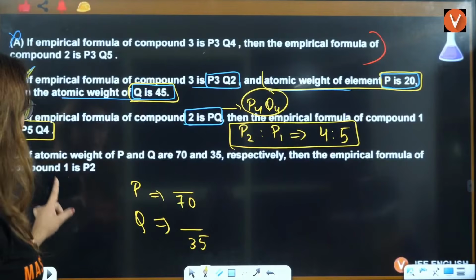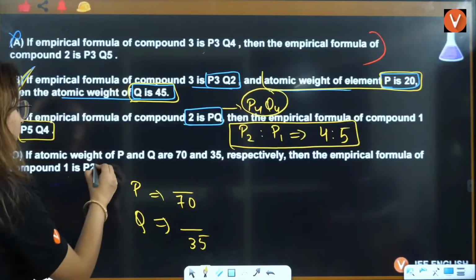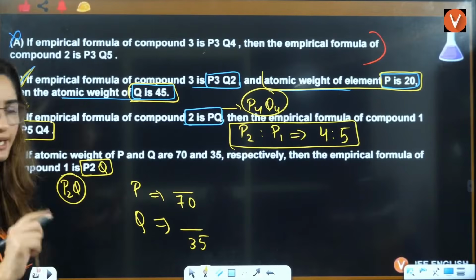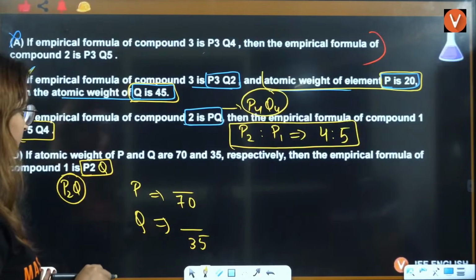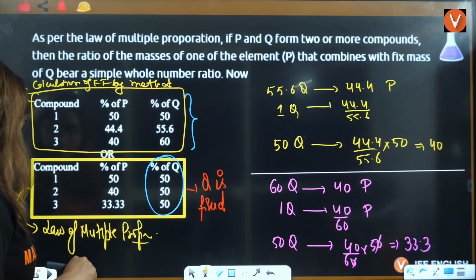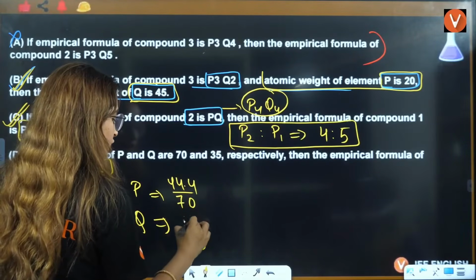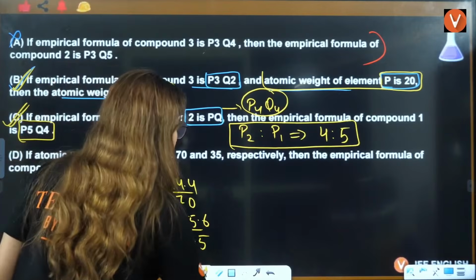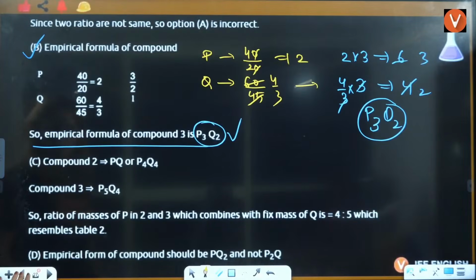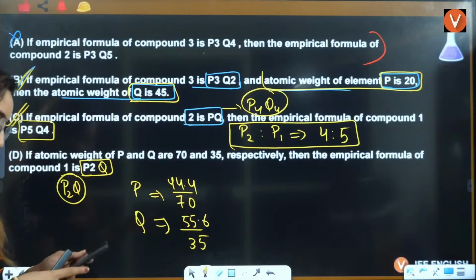So here, the empirical formula of compound 1 should be P2Q. They are saying the empirical formula should be P2Q, right? Now if you see here, compound 1 is 44.4 and this is 55.6. Then you just have to solve this value and let's see if you get the empirical formula. Wait a minute. Chalo, let's solve this.